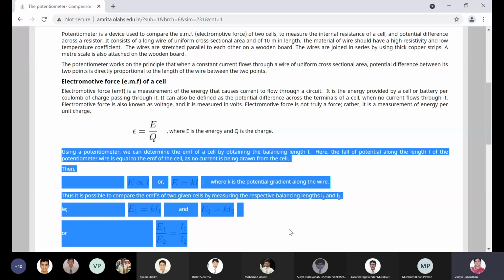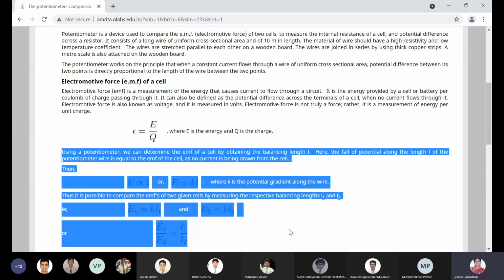Using a potentiometer, you can determine the EMF of a cell by obtaining its balancing length. Here, the fall of potential along the length L of the wire is equal to the EMF of the cell. So E is proportional to L, or E is equal to K times L. E1 is equal to K times L1.